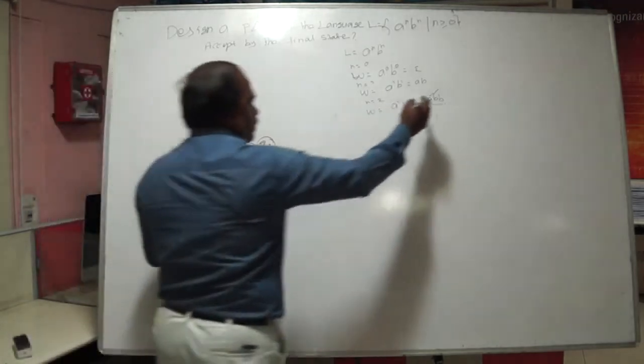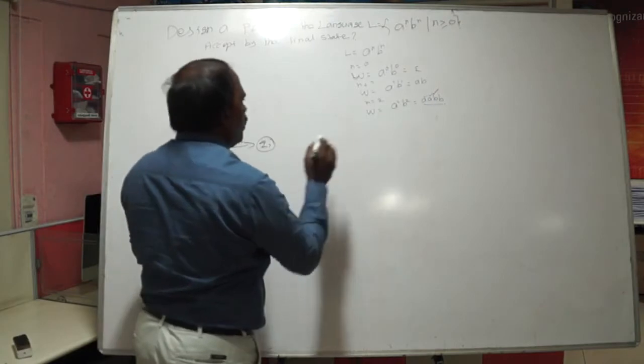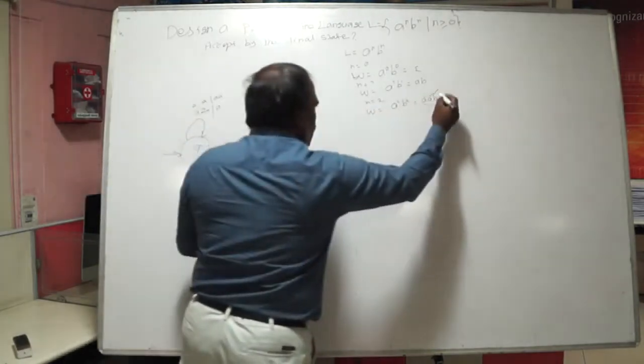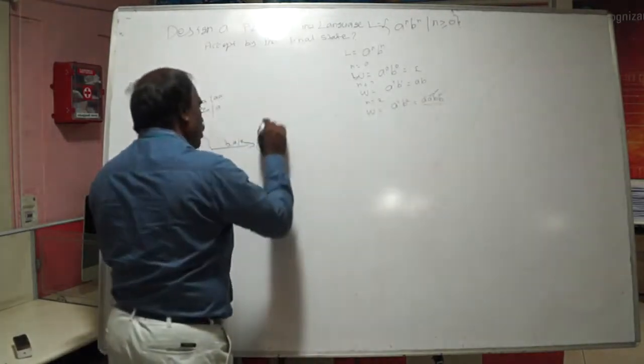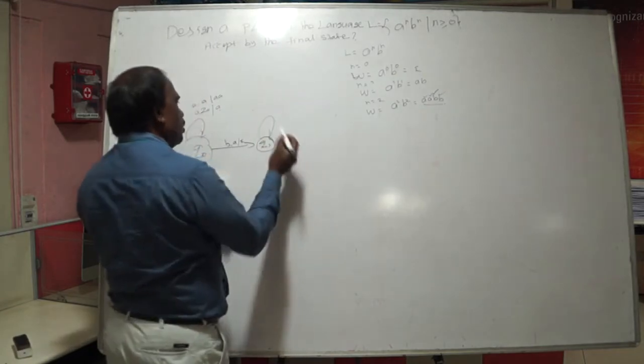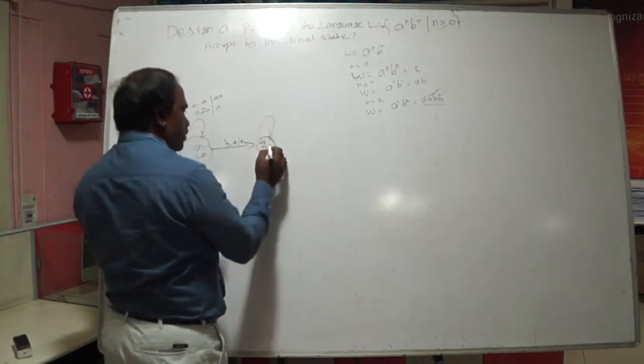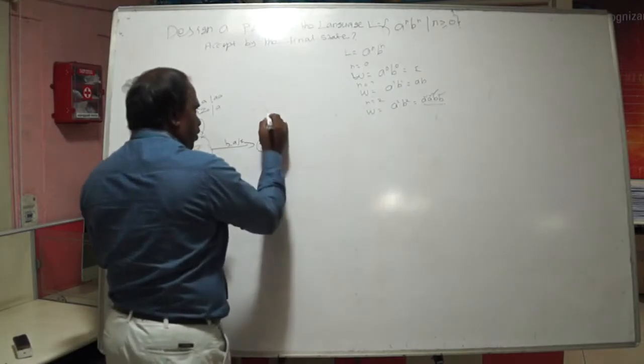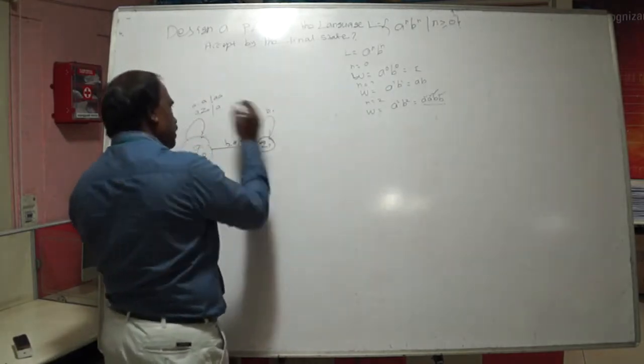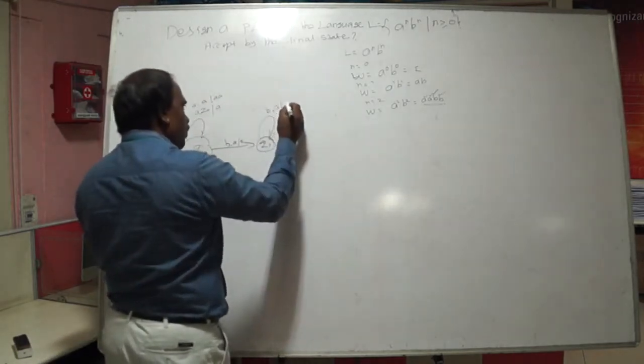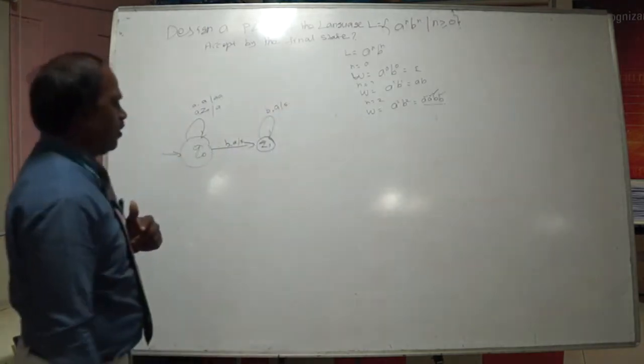Now the B is considered. From Q1, the second B is there. If it goes to Q1 again, Q1 is the present state and the present input is B. The stack content is A, so again you have to pop the stack content from the stack.